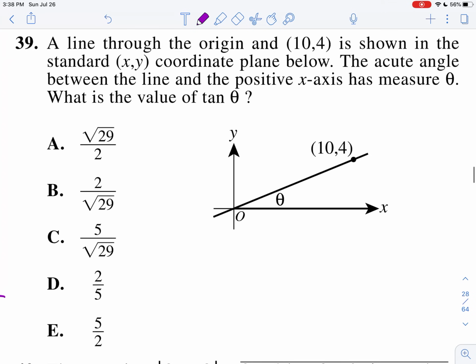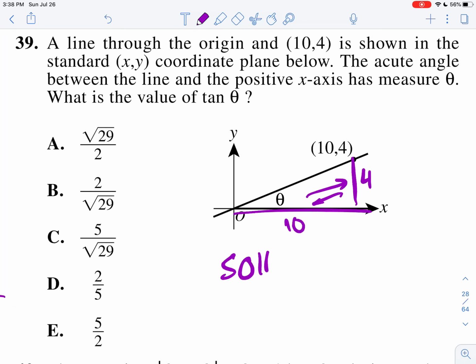A line is shown. What is the value of tan theta? Tan theta. So we're given, again, let's make this into a triangle. So we know opposite over adjacent. Remember SOHCAHTOA? If you're having trouble with that, check out the sine, cosine, tangent problem set. But tan theta always equals opposite over adjacent.